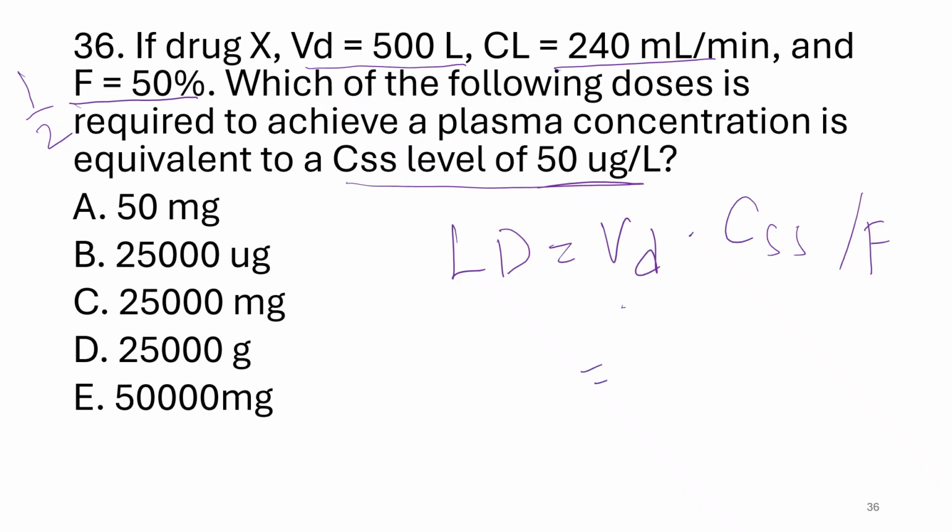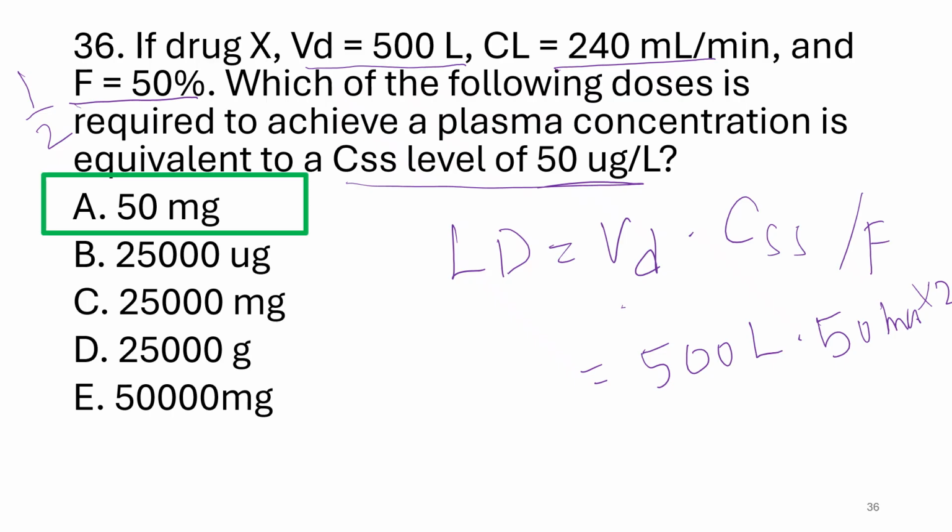So how much is Vd? 500 liters times concentration of 50 micrograms, and one half means that is times 2. So see what your correct answer is. That is 50 milligrams, right?